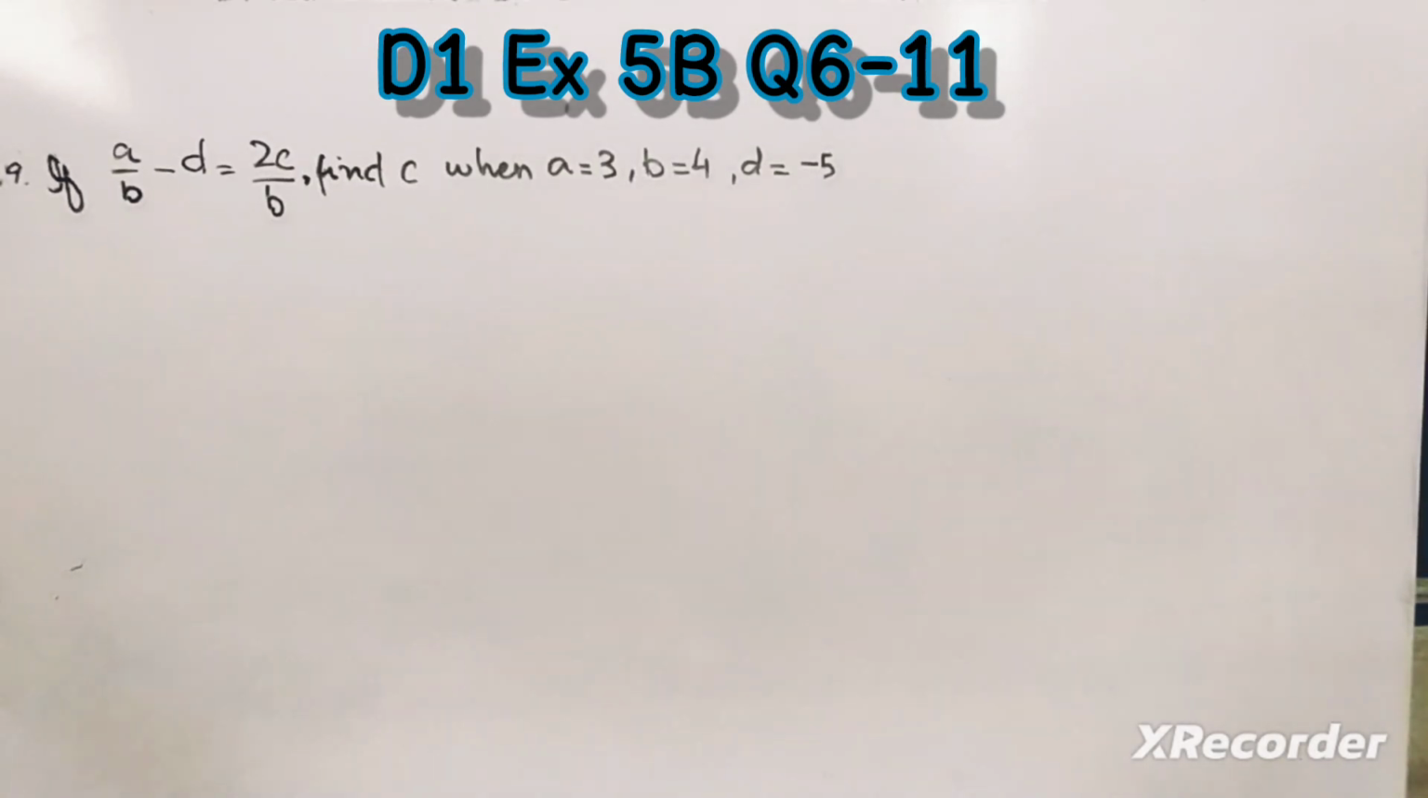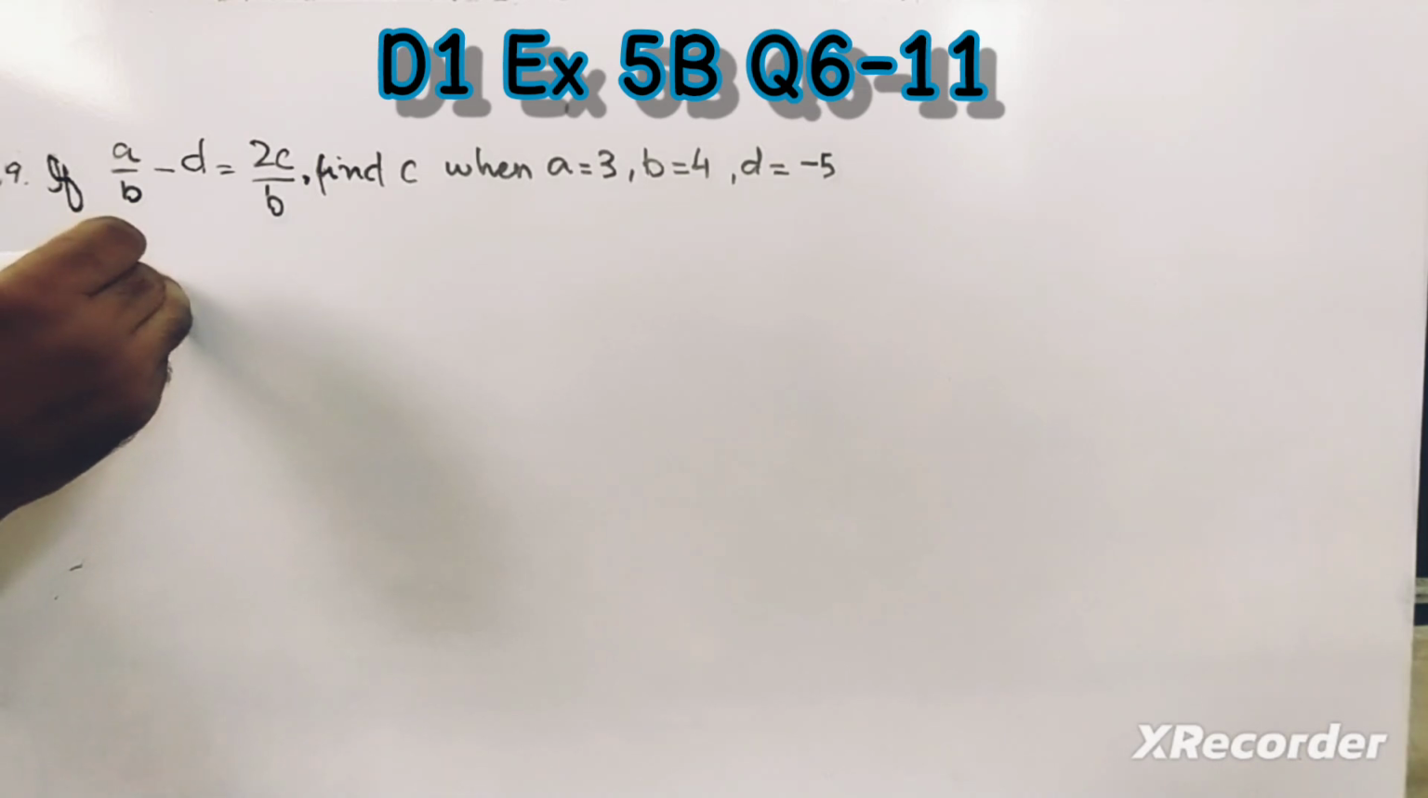Now moving towards the next question, question number 9. If A upon B minus D is equal to 2C upon B, then find the value of C when A is given as 3, B is 4 and D is minus 5. First of all, in the first step, we convert this formula to our required formula.